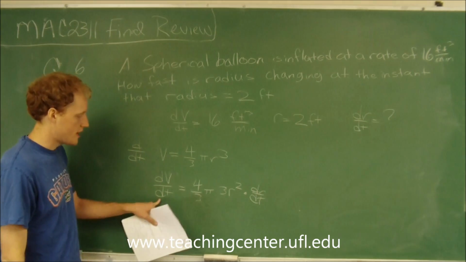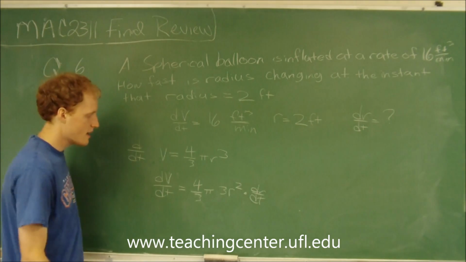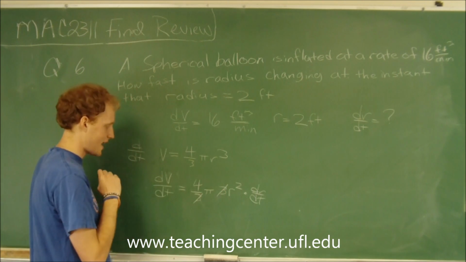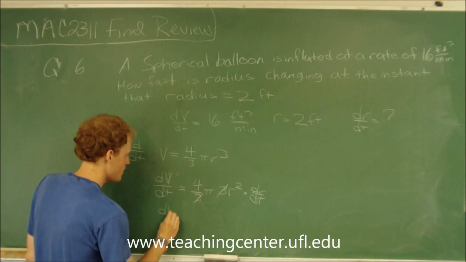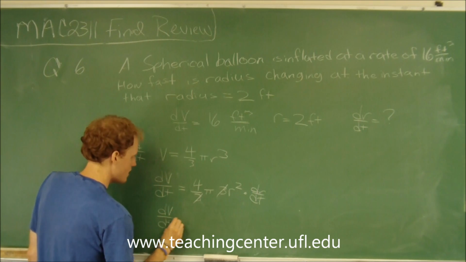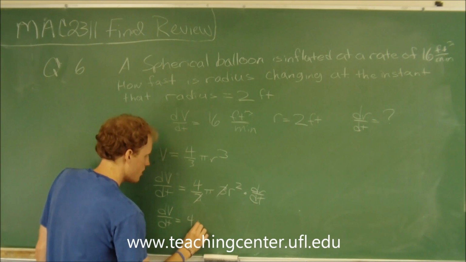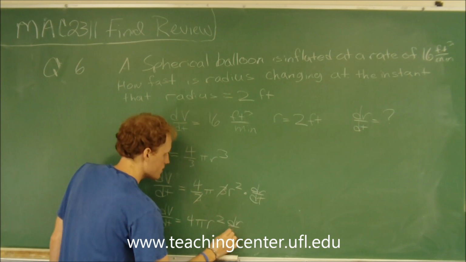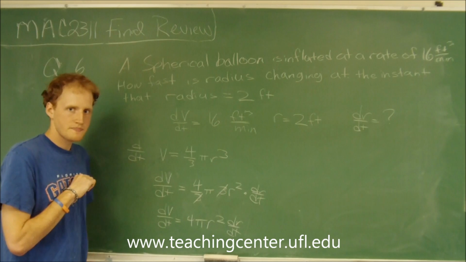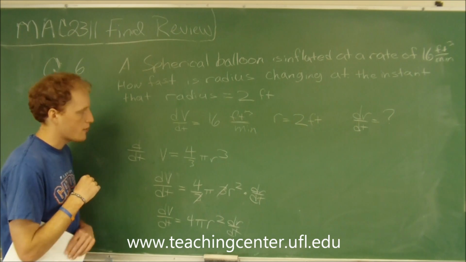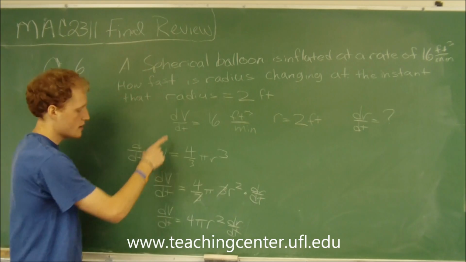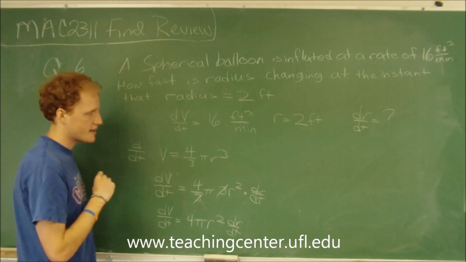So now we have our equation. Let's simplify it a little bit. We see that the 3's can cancel out, so dV over dt is going to equal 4 pi r squared dr over dt. Now we're at a point where we can plug in all of our information. dV dt equals 16.